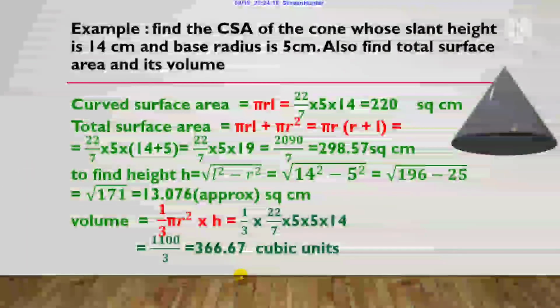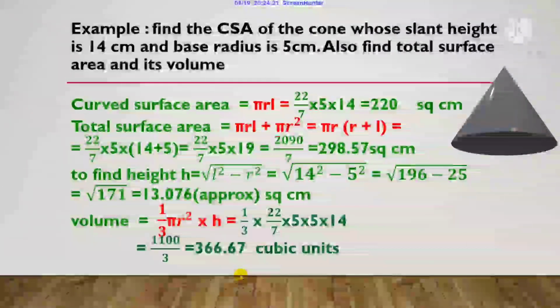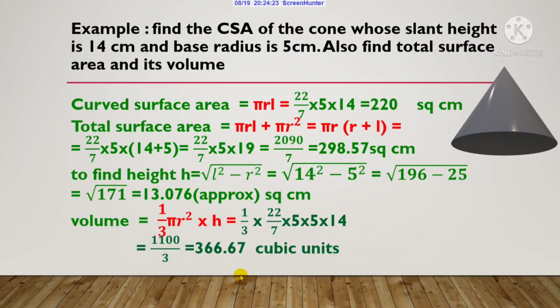Next, one example for the cone. Find the CSA of the cone whose slant height is 14 centimeters and the base radius is 5 centimeters. Also find the total surface area and its volume.